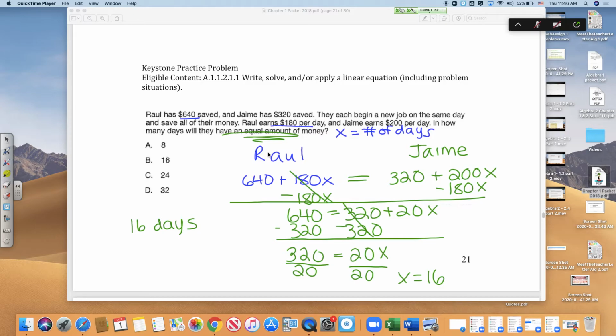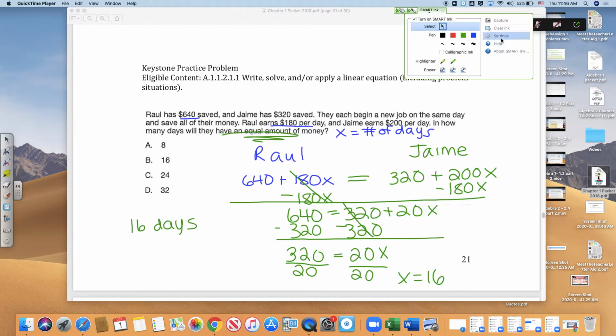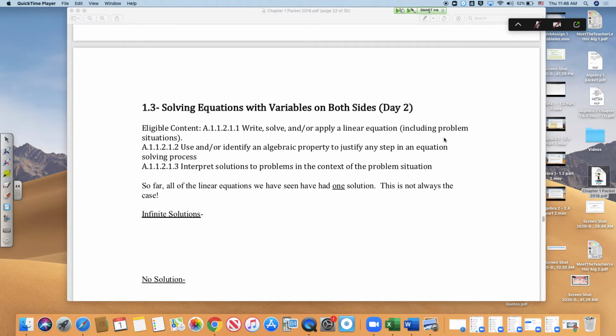And to figure out how much money they would have, for Raul, you would do 640 plus 180 times 16. And 180 times 16 plus 640 is $3,520 they would have at 16 days. Both of them would.